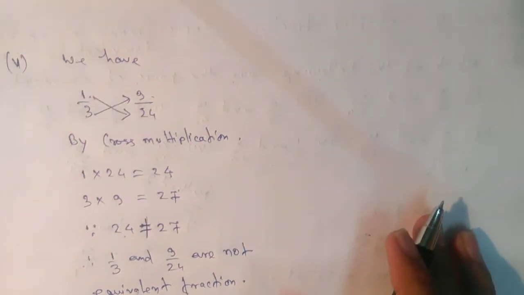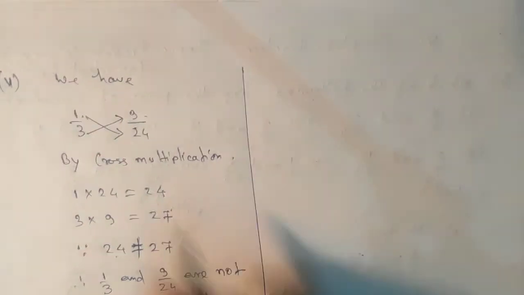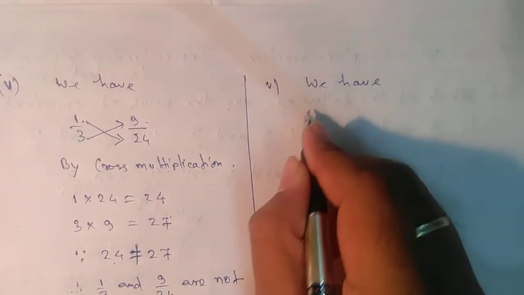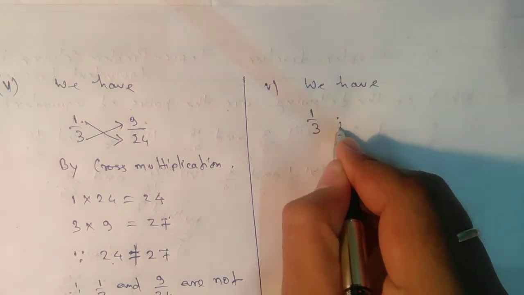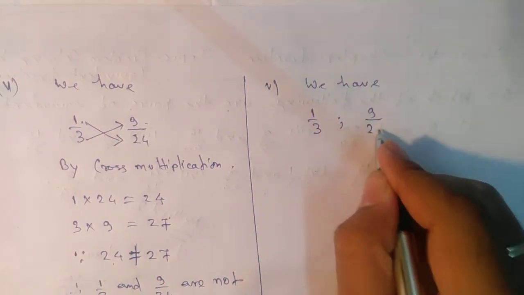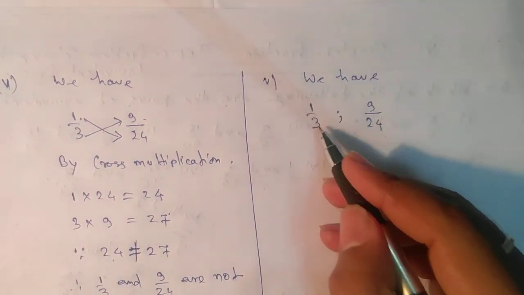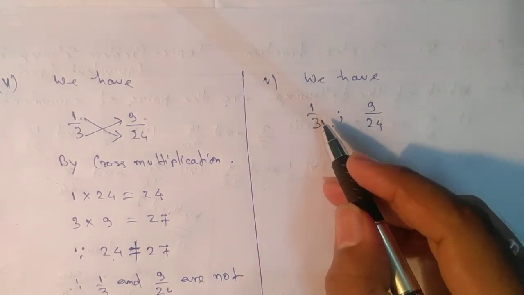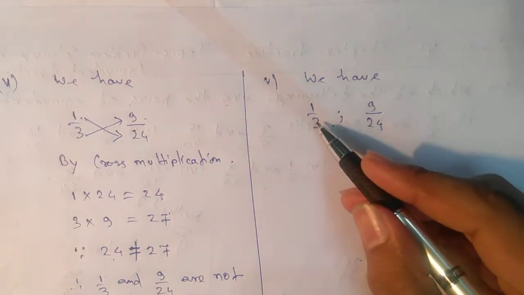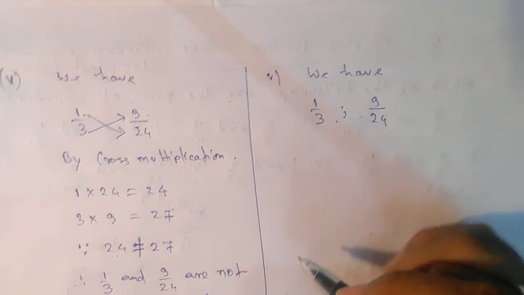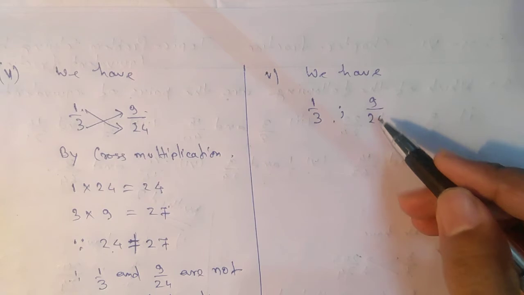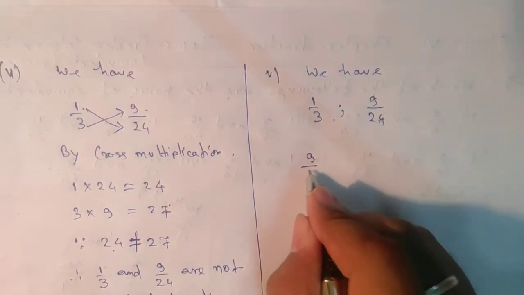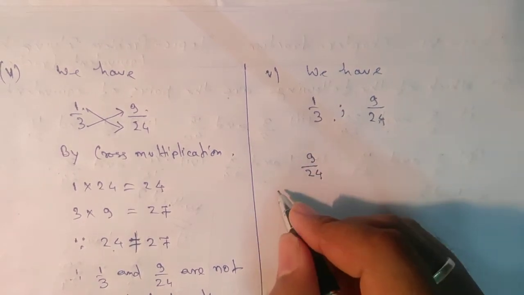Okay, let's go with the other method. For number 5, what do we have? We have 1 by 3. Another one we have 9 by 24. As 1 by 3 is already in its simplest form, what do you mean by simplest form, sir? We'll learn simplest form in the next classes. So 9 by 24, take the 9 by 24, make it in its simplest form.